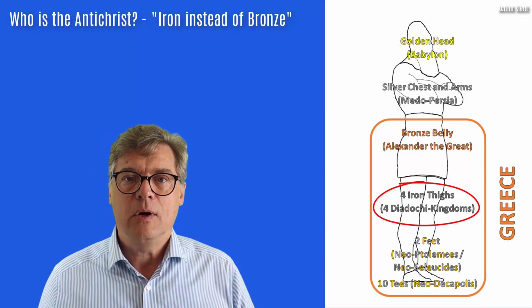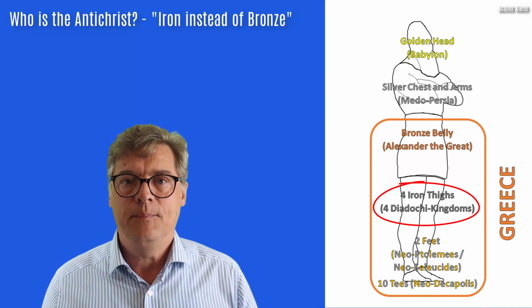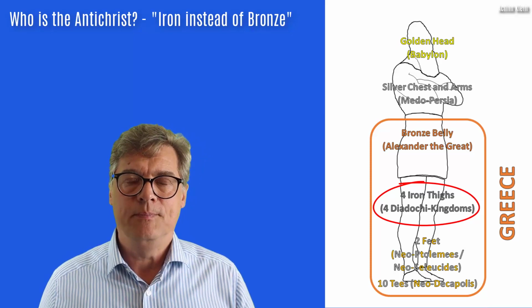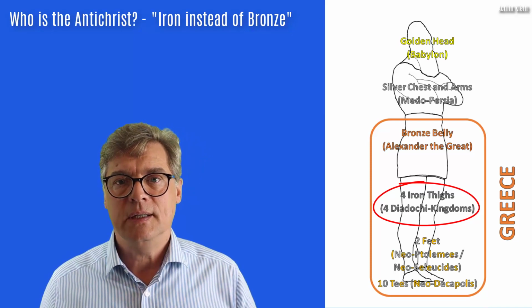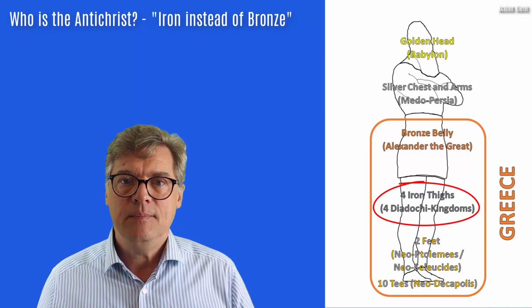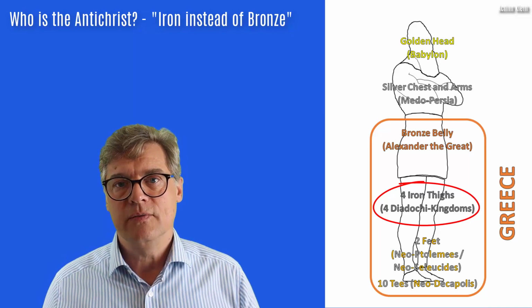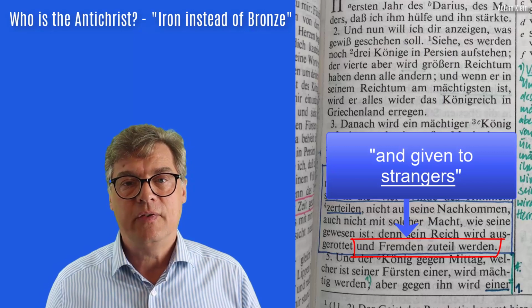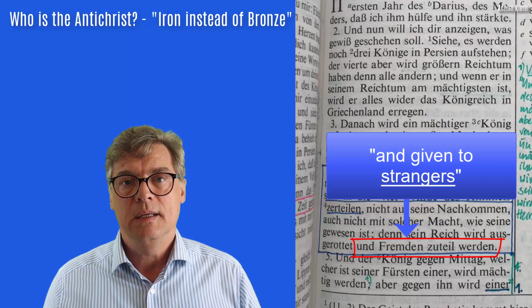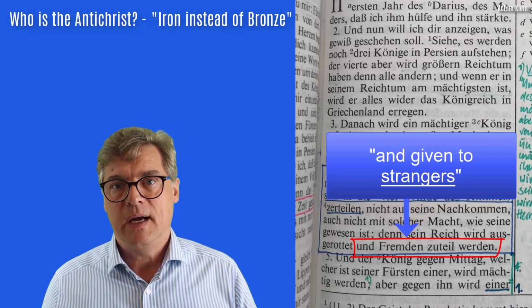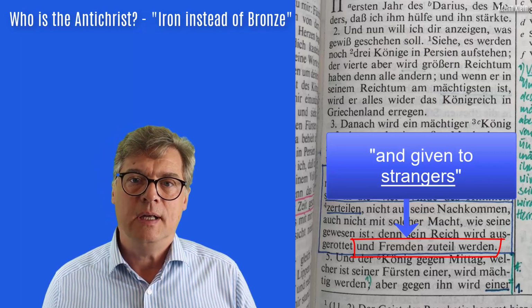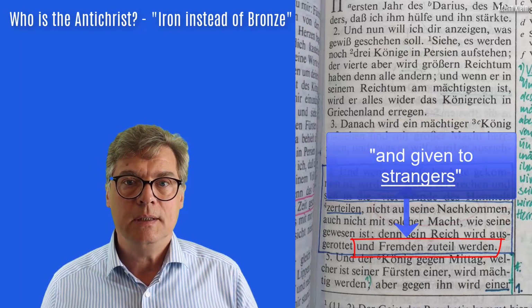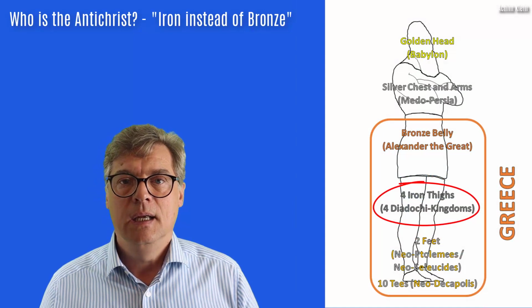So this fits perfectly. And the reason why these thighs are made of iron and not of bronze, like Alexander the Great, is simply that these 4 generals are meant. But they were not descendants of Alexander the Great, but strangers. It also says in Daniel, his kingdom is given to strangers. These 4 generals were not descendants of Alexander the Great, but strangers whom he had appointed as generals.